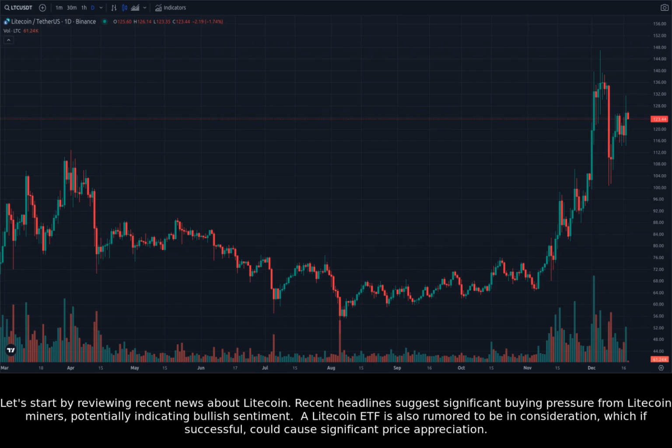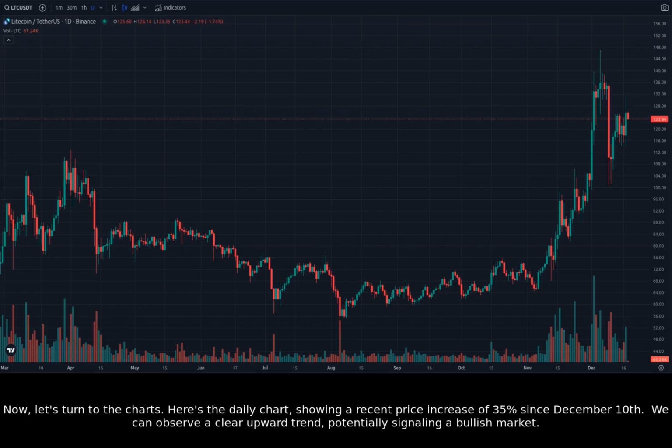Let's start by reviewing recent news about Litecoin. Recent headlines suggest significant buying pressure from Litecoin miners, potentially indicating bullish sentiment. A Litecoin ETF is also rumored to be in consideration, which, if successful, could cause significant price appreciation. Now, let's turn to the charts.